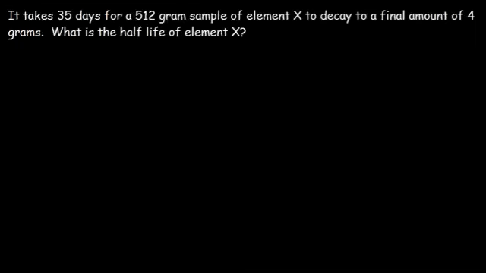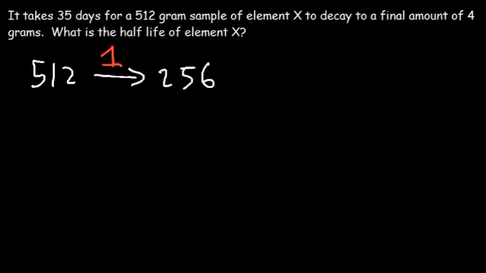For this one, we can use the same technique as we've always been using. We could start with 512 and see how many half-lives it takes to get to 4. So the first half-life will take us to half of 512. Half of 500 is 250, and half of 12 is 6, so half of 512 is 256. Now, if we divide it by 2 again, this will give us the second half-life. Half of 200 is 100. Half of 56 is 28. So this is 128.